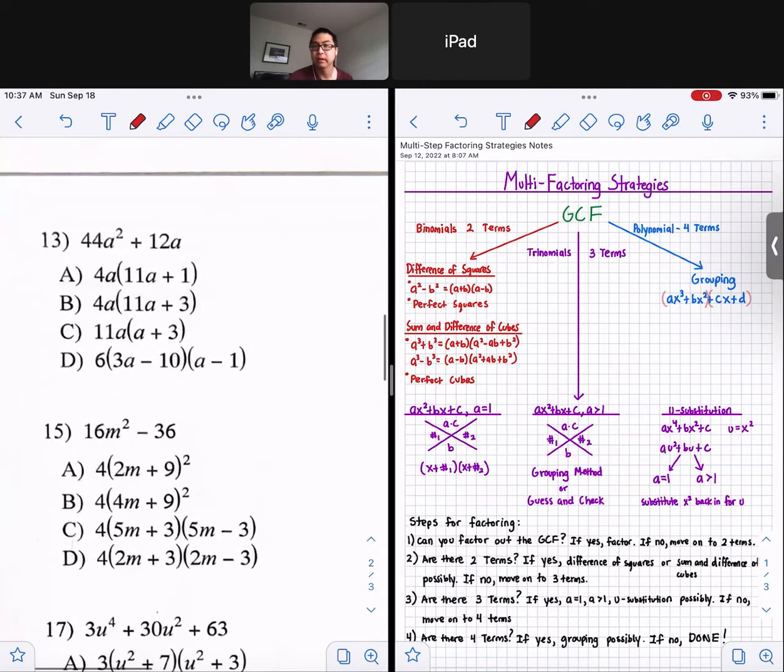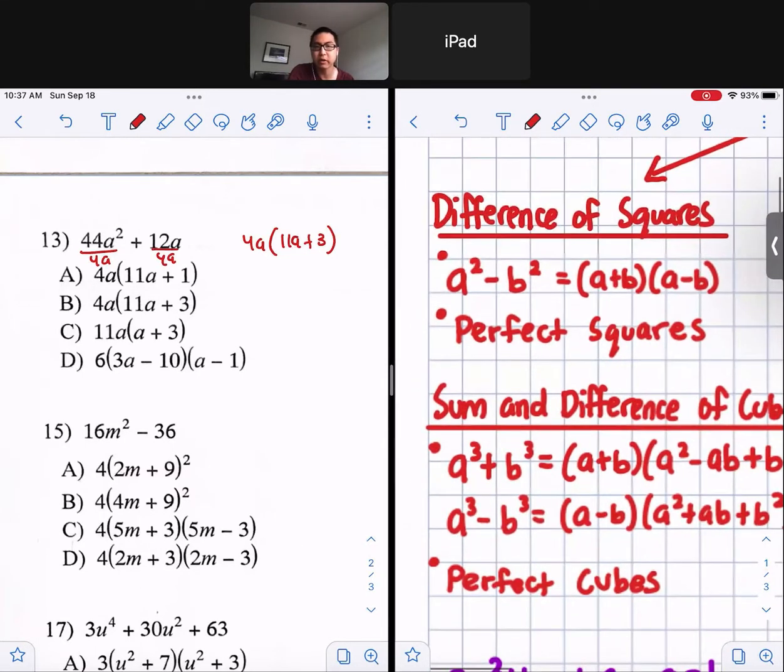13. Can we factor out something from each term? Yes, we can factor out a 4a from both terms. 11a plus 3. Now, we got 2 terms inside the parentheses, but they are neither perfect squares nor perfect cubes. So that means we can't do anything more, so that's the end of our factor. It's going to be b.